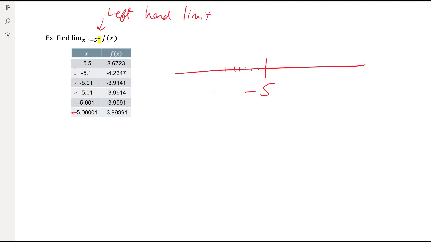Well, it appears that we're starting to settle down on a pattern. First, we're at 8.6 and negative 4.2. Negative 3.91, negative 3.99, negative 3.99, negative 3.99. So it appears that the trending behavior for this limit, for this table here, is that we're getting closer and closer to an output value of negative 4. So the limit here we estimate to be negative 4. Okay? Once again, the key word is trending behavior. What are your output values, the f of x values, trending towards?